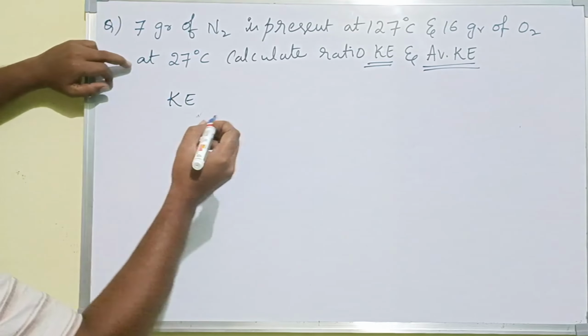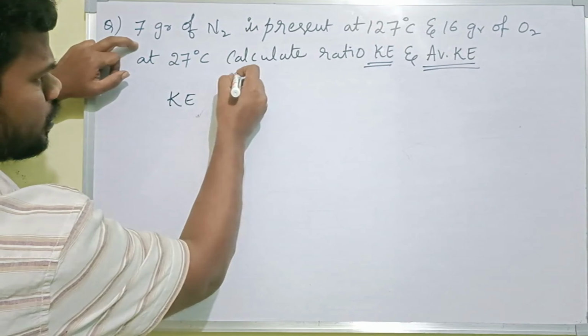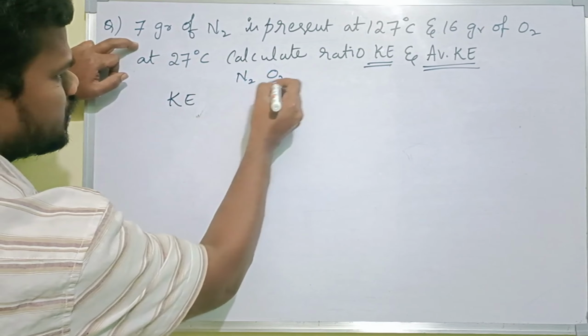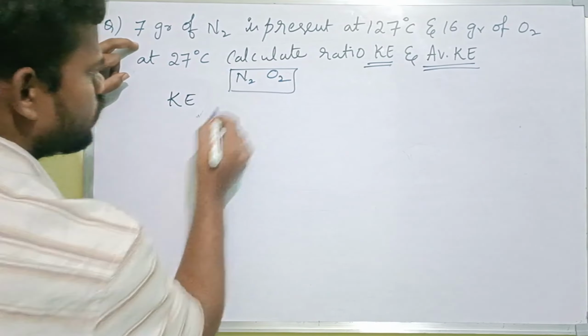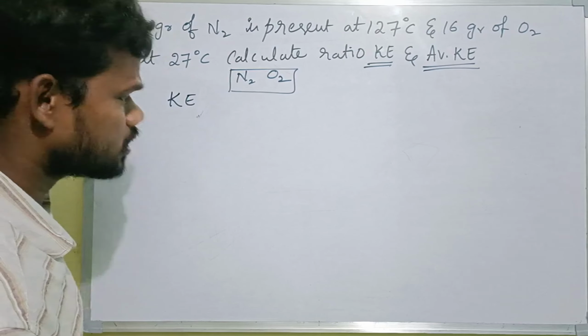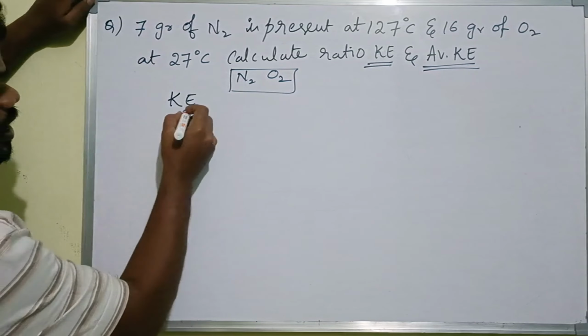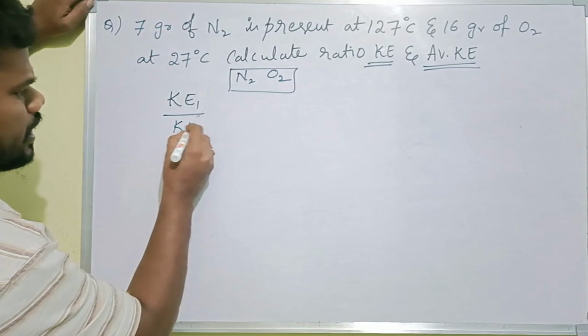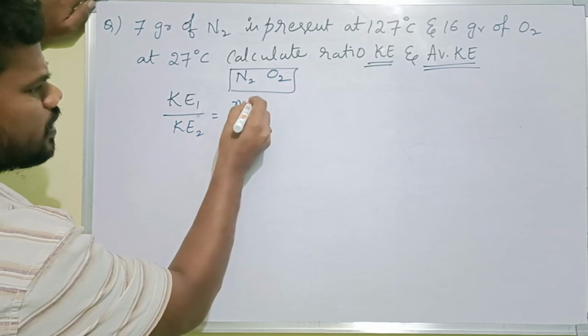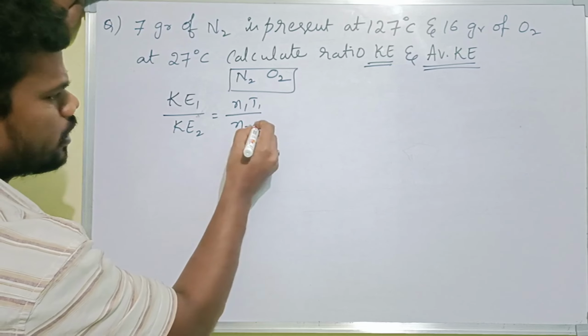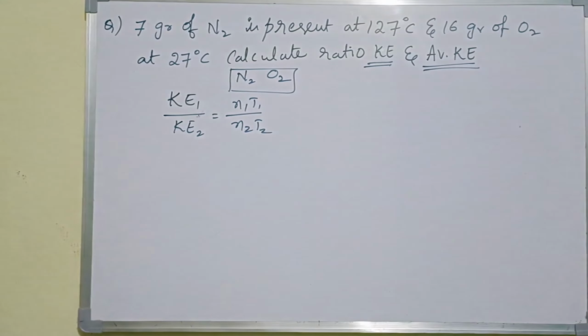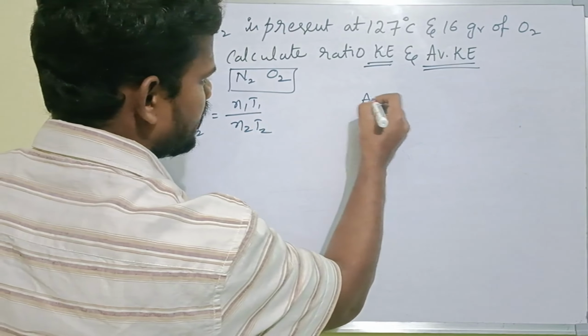Here we have two gases, the first thing to remember: one is N2 gas and the other is O2 gas. For these two gases, the formula we are using is Ke1 by Ke2 equals N1 T1 by N2 T2. Then the average kinetic energy.